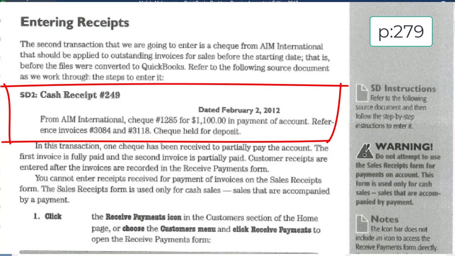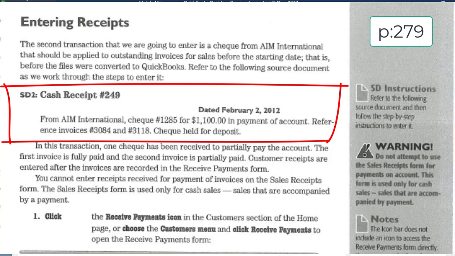Do you understand what this is? This is the cash receipt. You are receiving the check from the customer. When you receive the check from the customer, you have to give a receipt. That's where the name comes from. When you see the cash receipt, that means you received the check from the customer. You are receiving the check from AIM International. The check number is 1285. The total amount is 1100, and they are sending the check for 2 invoices.